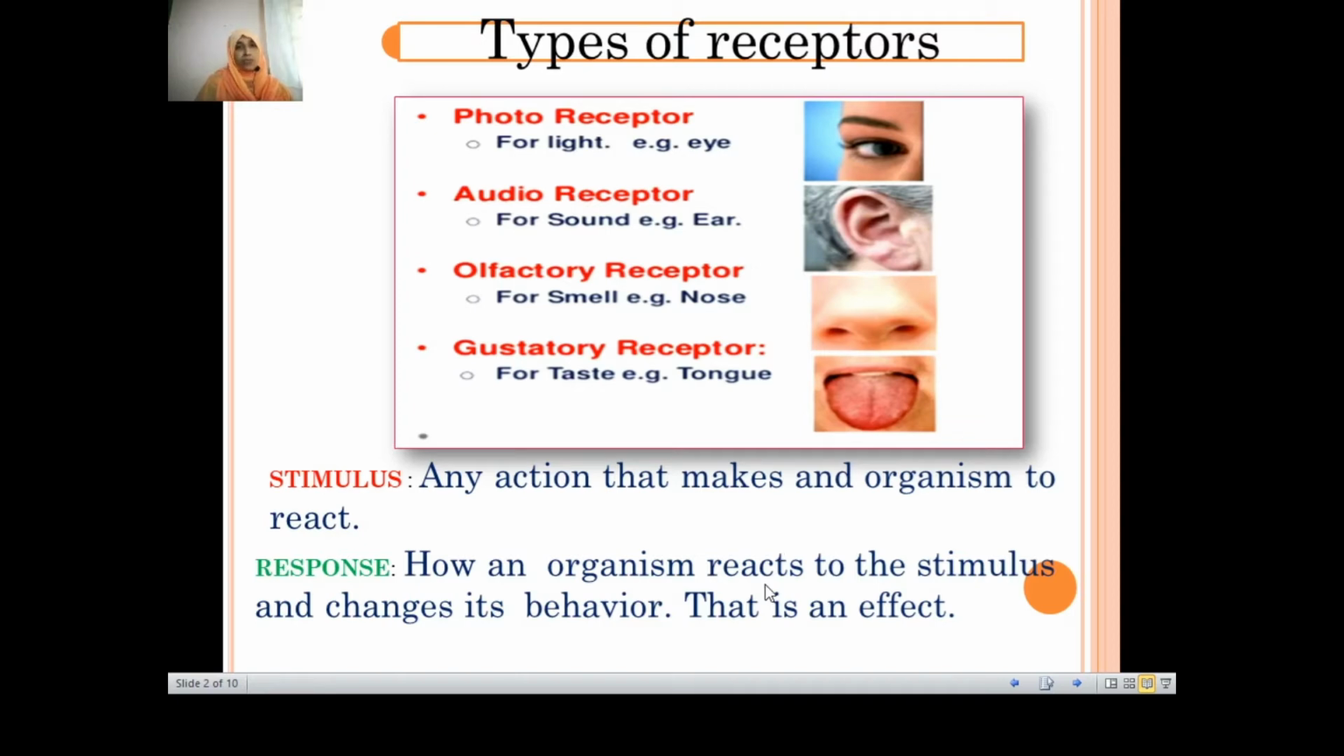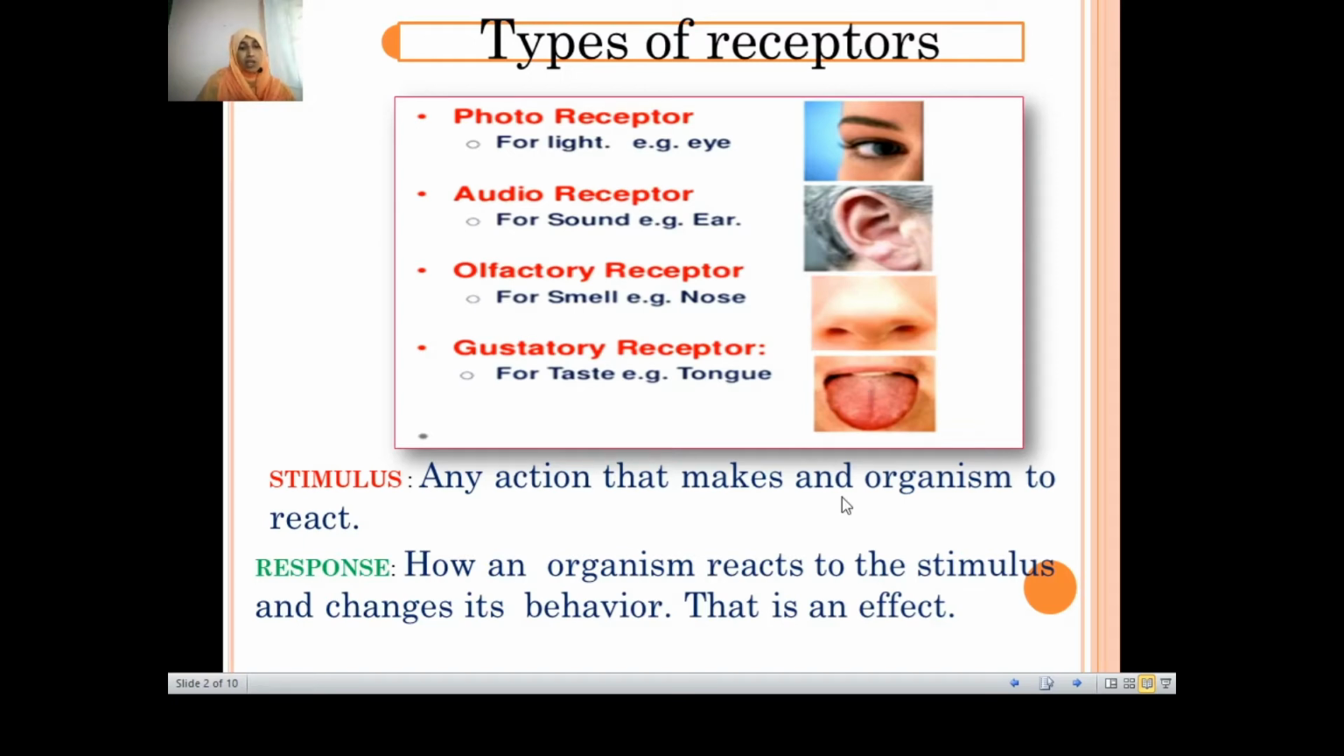First of all, let us know what sensory nerves are present in the different receptors. You have seen the eyes. They are sensitive to what type of stimuli? Light. Then you have the ears, which are sensitive to sound. Olfactory, that is the nose, is sensitive to smell. And gustatory, the taste buds, are sensitive to taste.